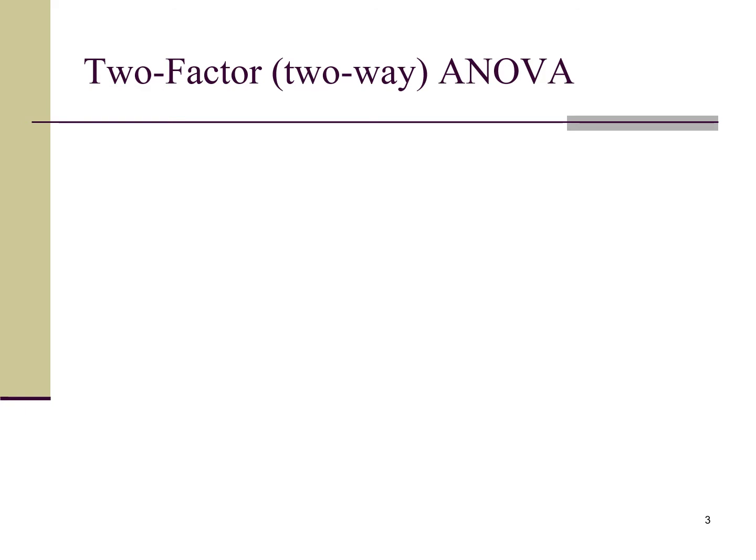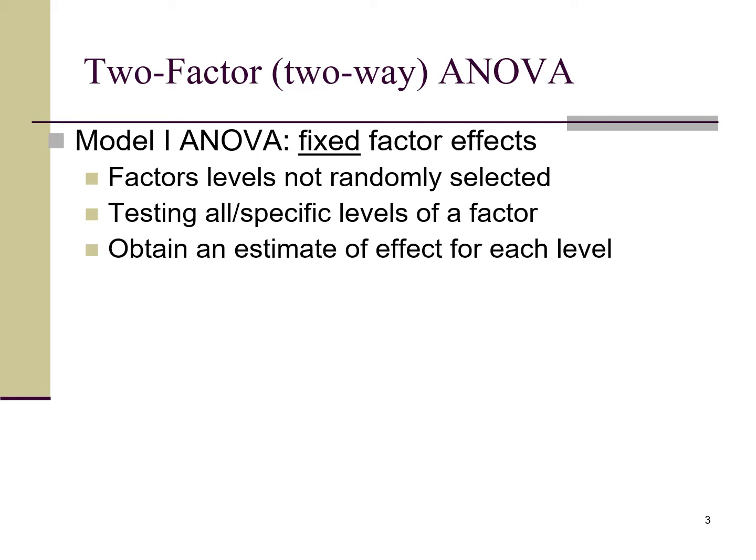Okay, so two-factor or two-way ANOVA. So we're going to look at the influence of the levels of two or more factors on a dependent continuous variable. A Model 1 ANOVA is for fixed factor effects. So that means that the levels that you're using of your factor are not randomly selected. You're either testing all of them or a logical subset of the particular factors. And you obtain an estimate of the effect for each level.